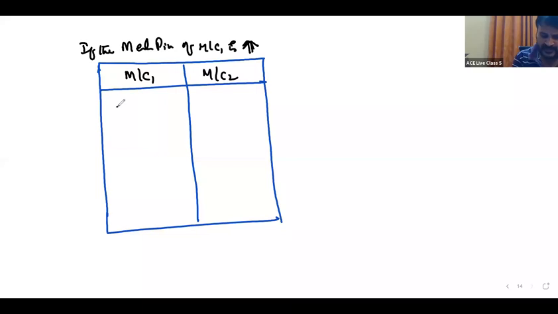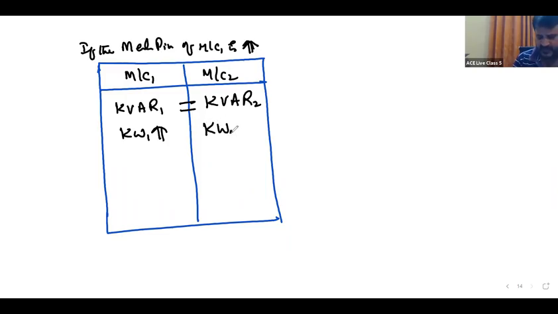First, there is no change in its reactive power sharing. KVAR1 is equal to KVAR2, before disturbance and after disturbance also the same. But KW1 of the first machine increases. KW2, the second machine's active power, will reduce. And when active power changes, KVA1 will change, since KVA squared equals KW squared plus KVAR squared. Anyone increases, KVA2 will decrease.